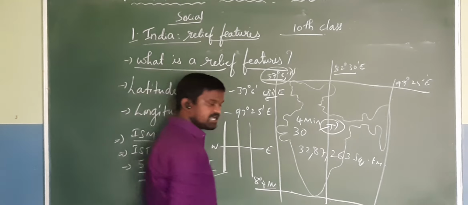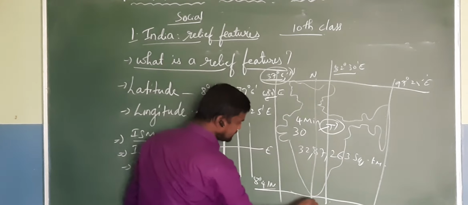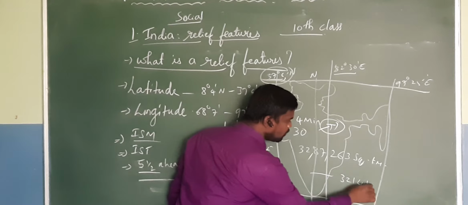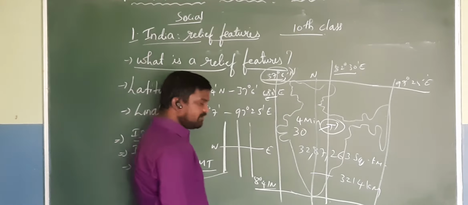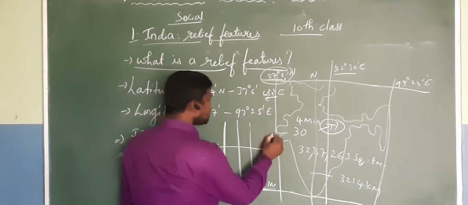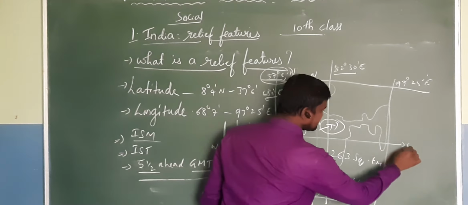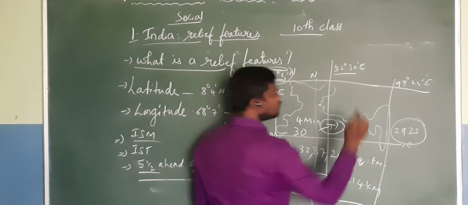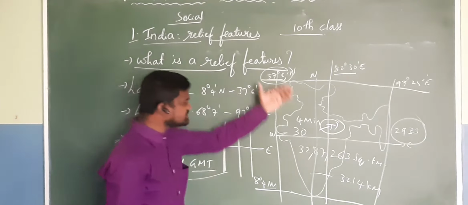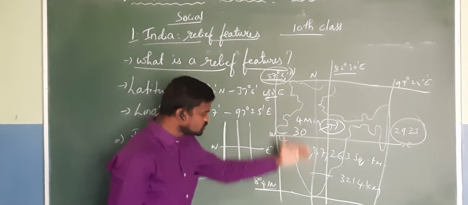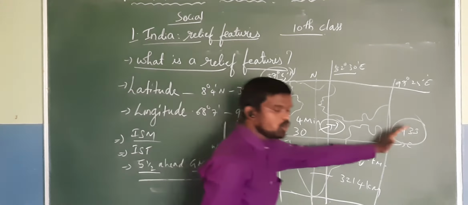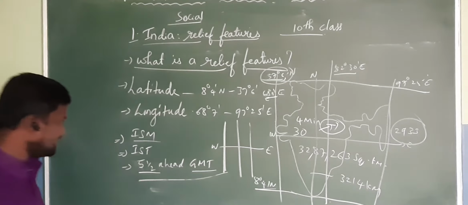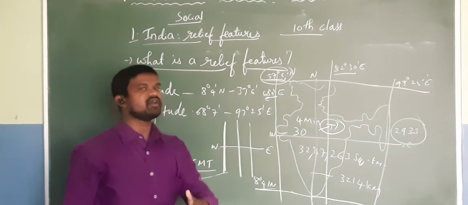When I measure the country from north to south, it is 3,214 kilometers. And when I measure our country from west to east, it is 2,933 kilometers. These are the distances of our country from north to south and west to east. Next we will discuss the geological background of our country.